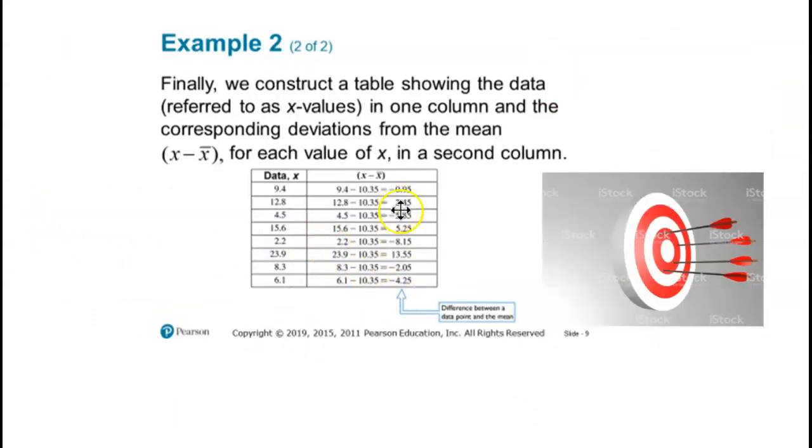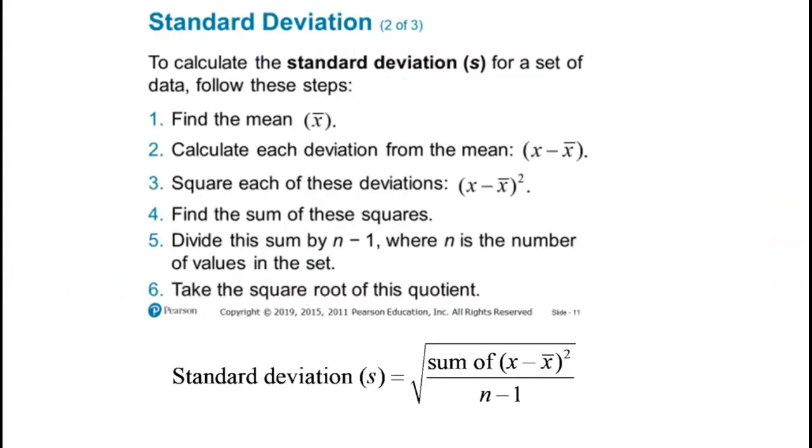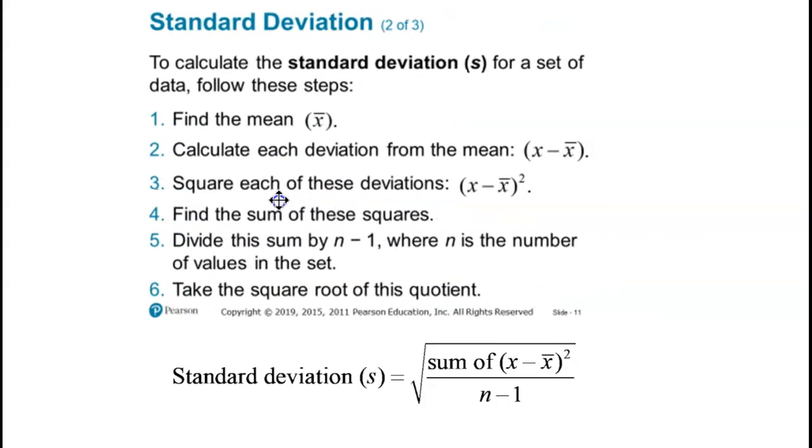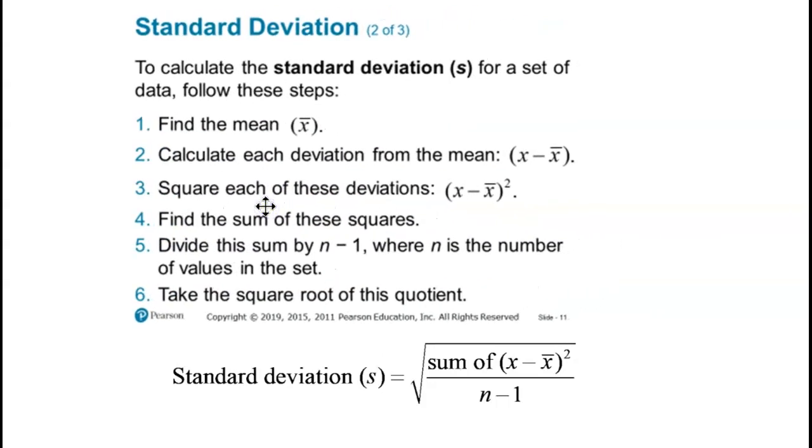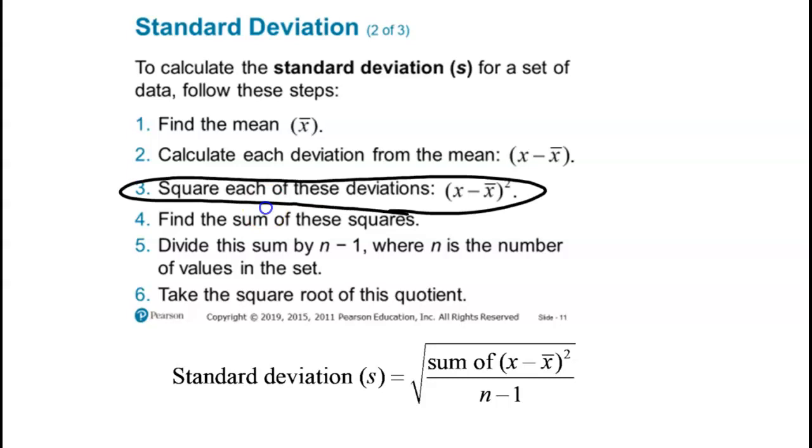And so this series of positive and negative numbers is going to be your X minus X bar, or your data values minus the mean. Then what you're going to want to do is square each of these deviations. So we've done this part: you found the mean, you calculated the deviation from the mean. Now you're going to want to square these.